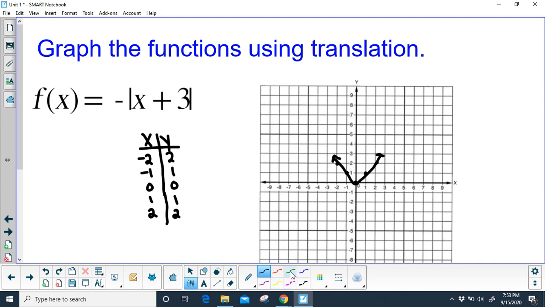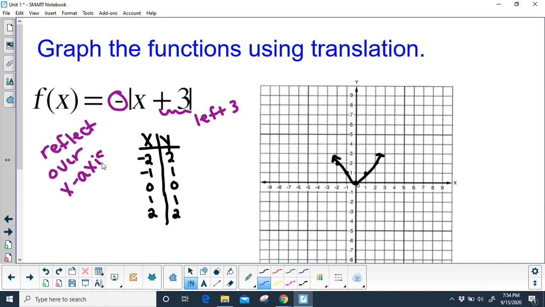With this translation, you're going to reflect over the x-axis. That's a reflection, that's up and down. And you move left 3. So reflects means it points down. And the vertex moves left 3. So I'm going to take that vertex and move left 3, and just make sure the graph points down instead of up. It reflects over that x-axis.